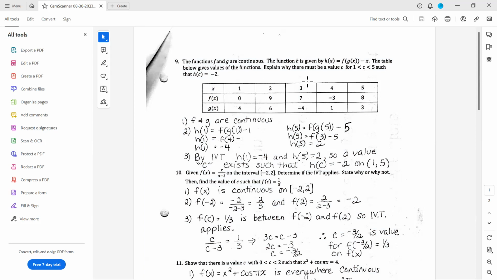Now what we have to do, we have this interval, we discussed this last night, from 1 to 5, right? Hence the table right here. So remember h, because h is this composed function, h at 1 means we have to evaluate f of g of 1 minus 1, which he has here for you, right?